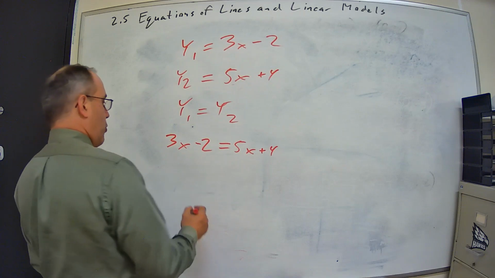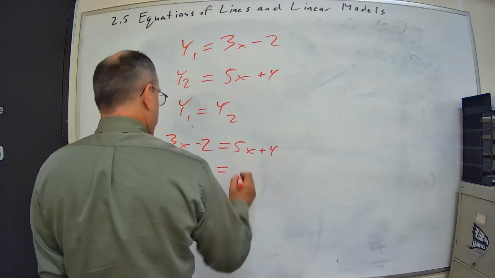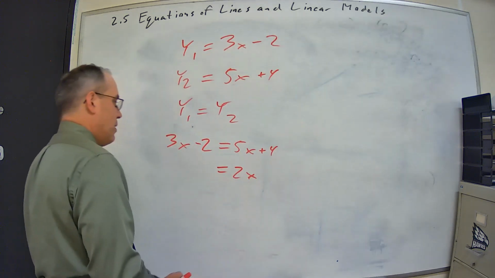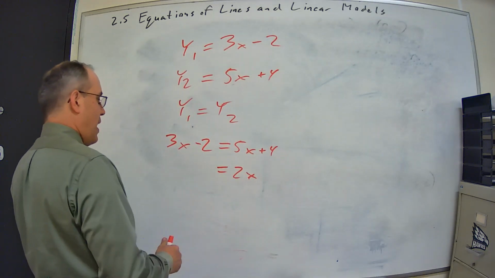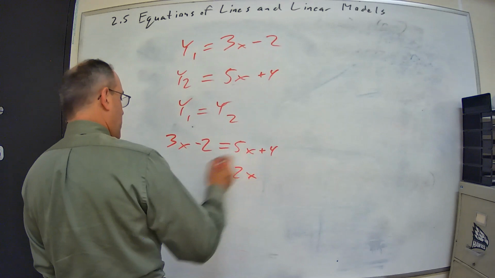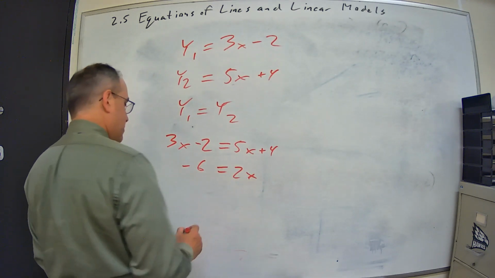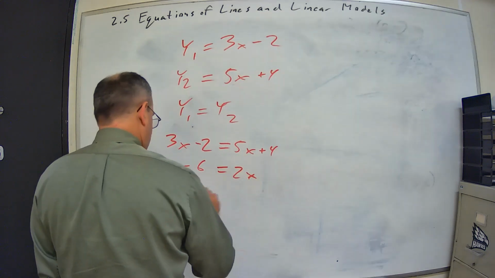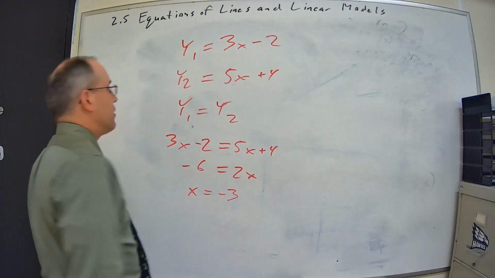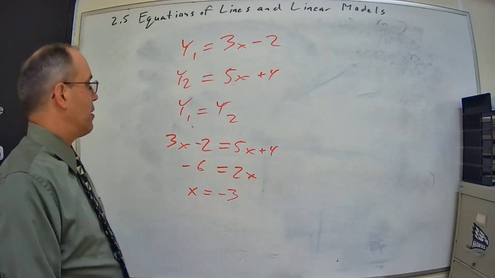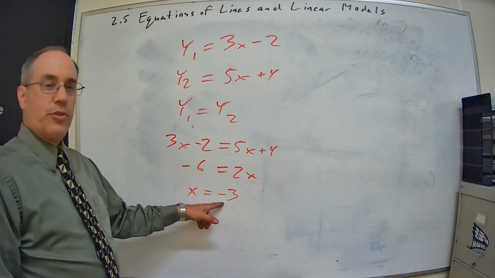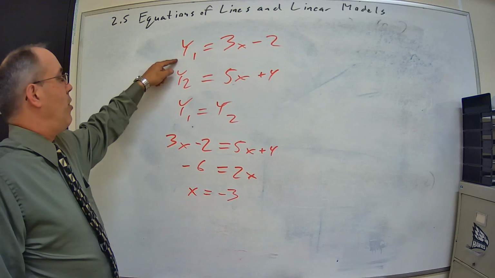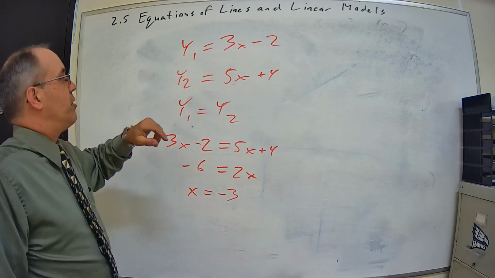Subtract 3x from both sides. 5x minus 3x gives us 2x. Subtract 4 from both sides. Negative 2 minus 4 gives us negative 6. Divide both sides by 2. x is equal to negative 3. So when x is equal to negative 3, y1 is equal to y2.